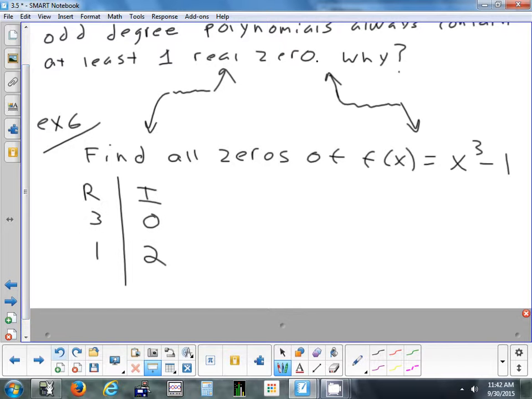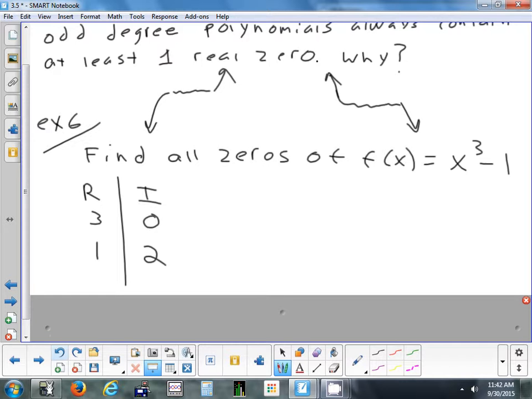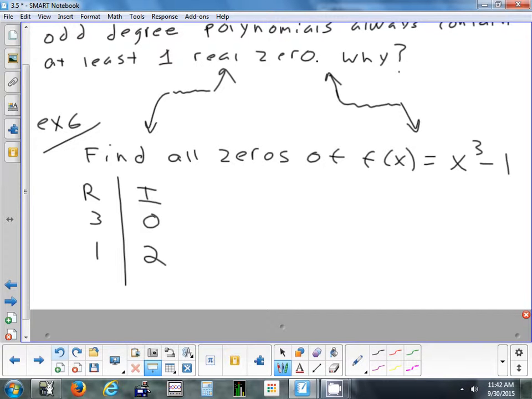You could have 2 of the same number and then 1 that's different, or 3 that are all different. All right. So let's find the zeros for this.